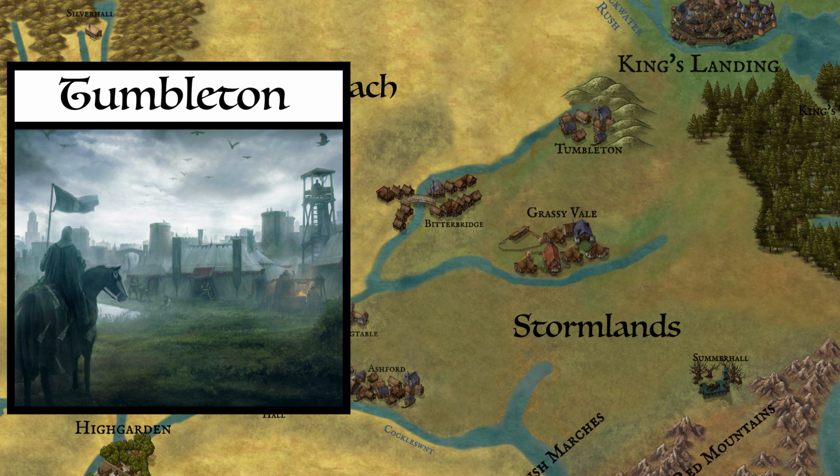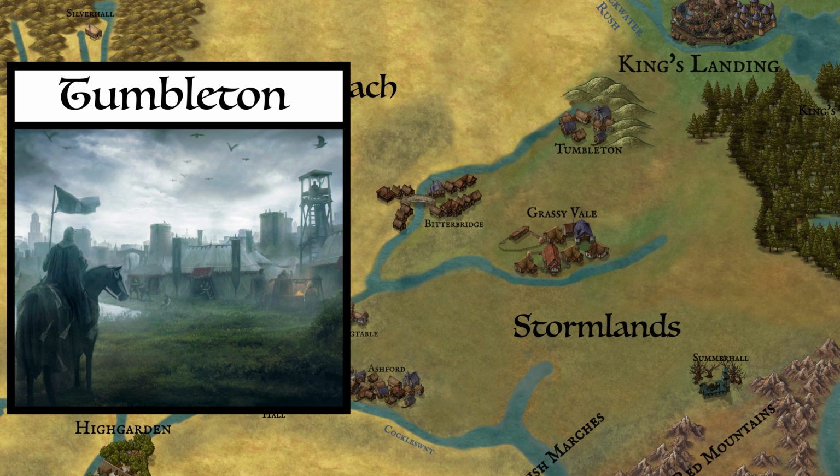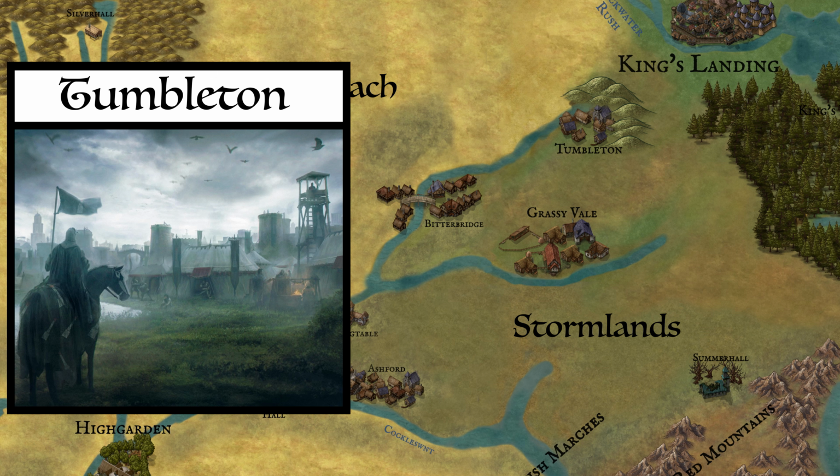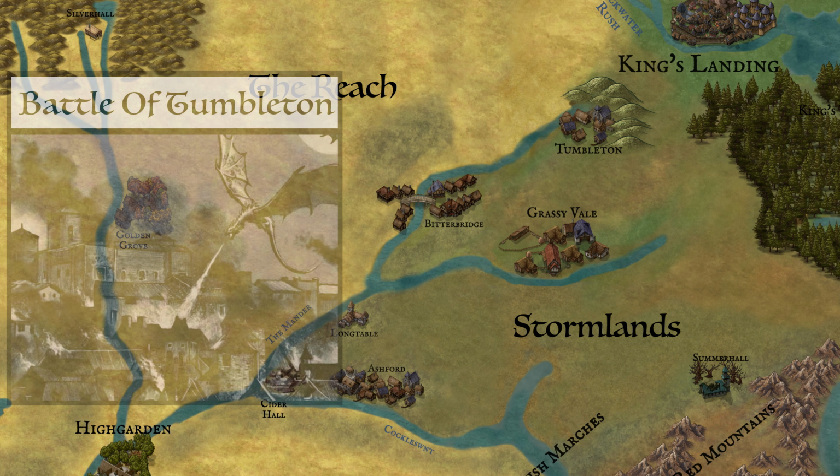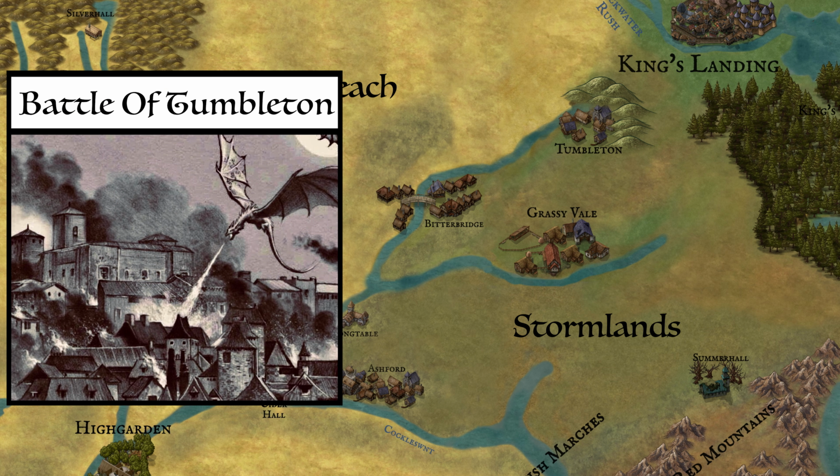Despite this, the Greens held a clear numerical advantage. Worse still for the defenders, their position was undermined from within. Some Green soldiers had slipped into the town, disguised as fleeing smallfolk, and key figures among the defenders, Roger Crone and Lord Owen Borney, were secretly loyal to King Aegon II, setting the stage for betrayal.